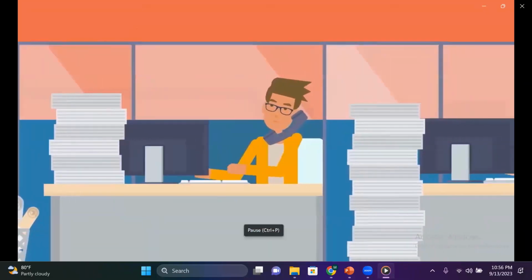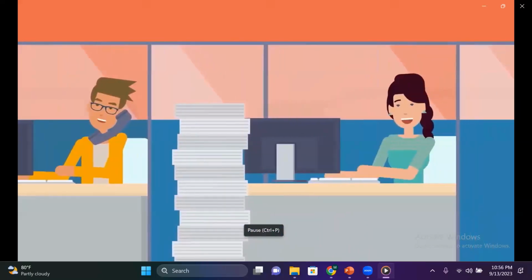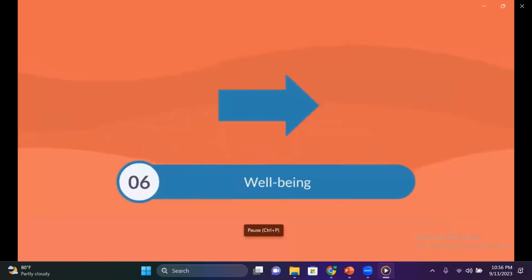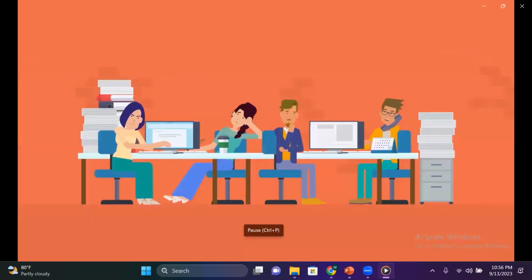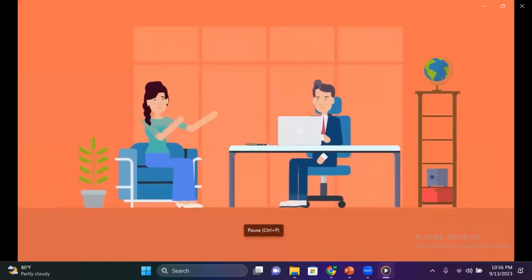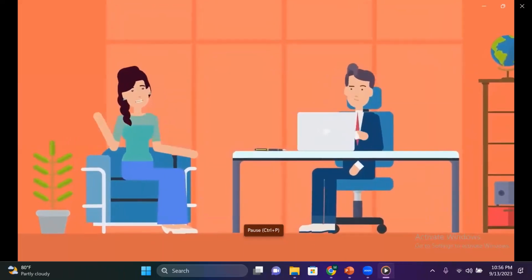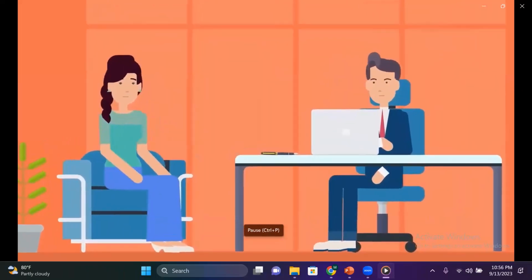Many studies show that when people feel a purpose or reason for being or doing, they are more likely to be productive and happy. And finally, number 6, well-being. Organizations often focus solely on the physical aspects of workplace culture. However, to create well-rounded employees, employers must also focus on well-being, which involves employees' emotions and social environments.